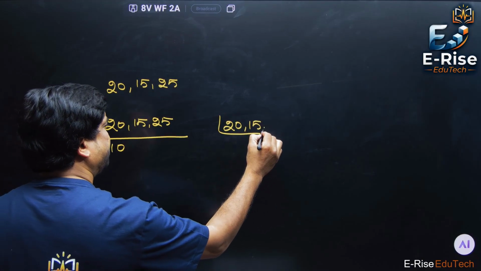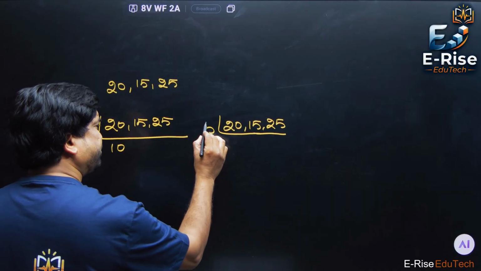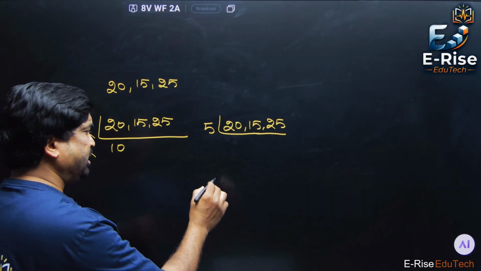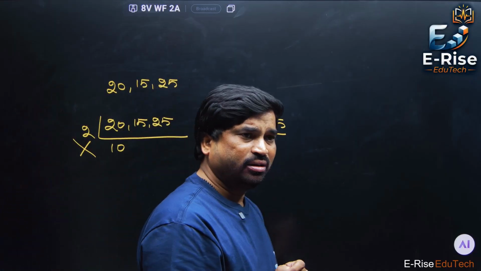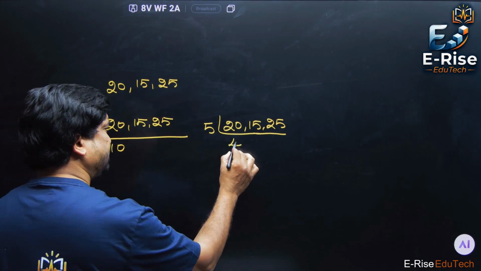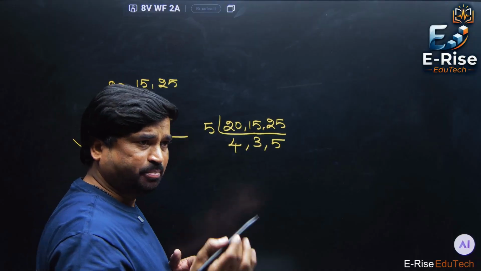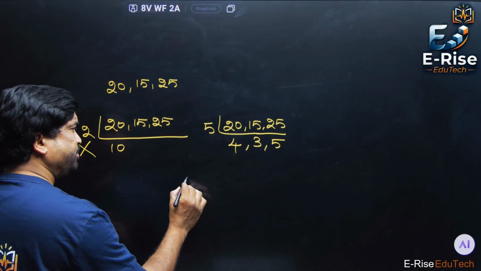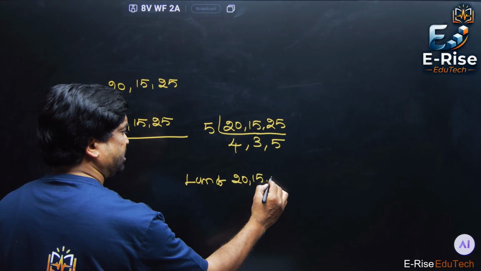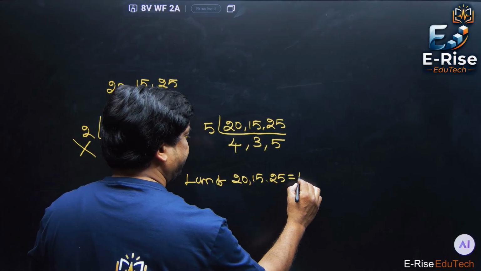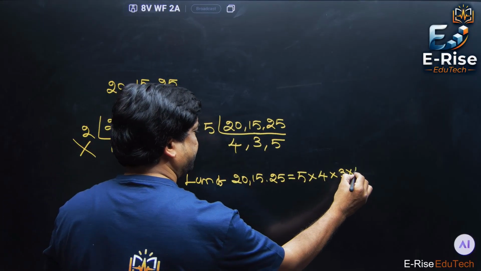Minimum 2 common multiples in the given numbers. So 5 is better. List the multiples of 5. These are all multiples of 5 only. 5 4s are 20, 5 3s are 15, 5 5s are 25. So there is no common multiple, and there is no need to write the next step. So simply, the LCM of 20, 15, 25 is 5 into 5 into 4 into 3 into 5.